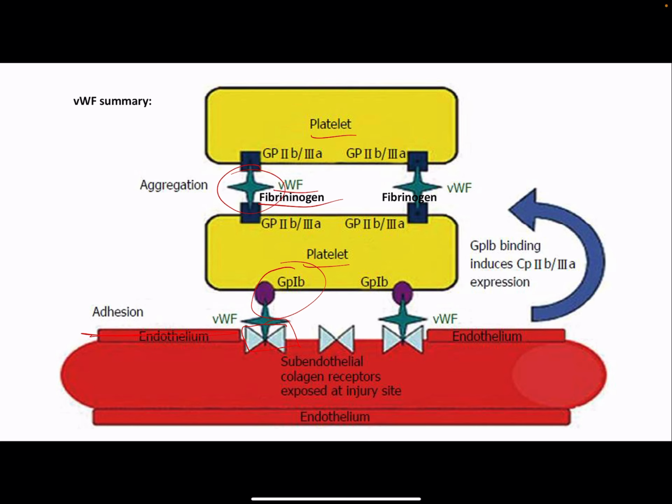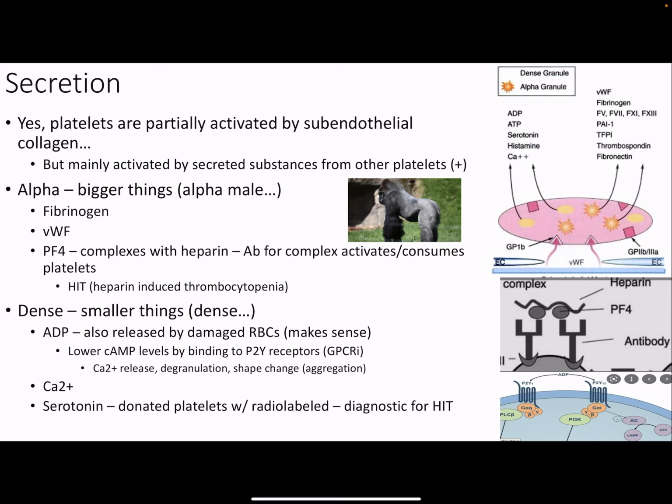So the secretion component: yes, platelets are activated by the subendothelial collagen and the von Willebrand factor, but I would say that the brunt of the activation is triggered by various secreted substances, usually from other platelets themselves. And so this is just classic positive feedback. Platelets are secreting substances which are activating other platelets, which will then secrete more substances.